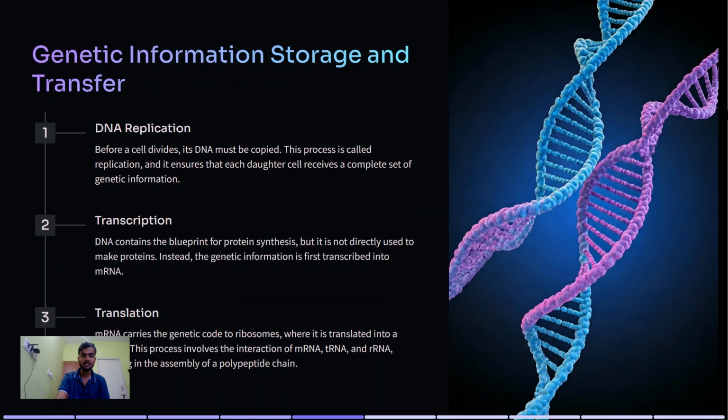Transcription: DNA contains the blueprint for protein synthesis, but it is not directly used to make proteins. Instead, the genetic information is first transcribed into mRNA. Translation: mRNA carries the genetic code to ribosomes where it is translated into a protein. This process involves the interaction of mRNA, tRNA, and rRNA, resulting in the assembly of a polypeptide chain.